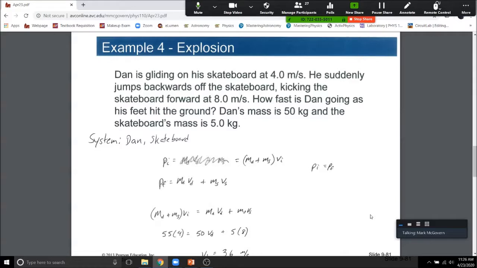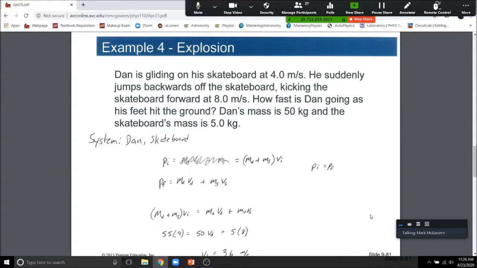Now, there are two things in the system here: Dan and the skateboard. There are technically two terms. I just factored out the initial velocity, so it looks like one term, but of course, it's two terms. And I know all those numbers, I believe. I have the mass of both, and we have the speed. So we know the initial momentum of this. It looks like it's 55 times 4. So 55 times 4, I believe, is 220. So 220 Newton seconds is apparently the overall system momentum here.